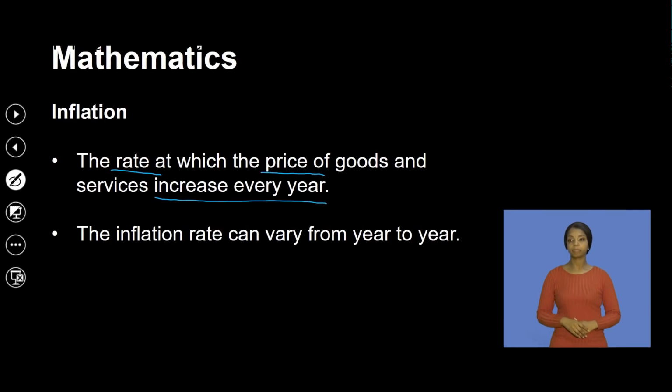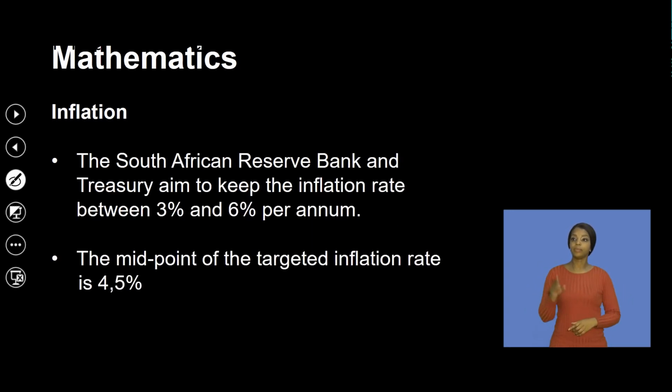Now, to go further on this, we say this can vary from year to year. When I'm saying from year to year, you know that in the previous year there was a price for a certain thing that we maybe used to buy every day. And then the following year, it's different, and the following year, it will be different again. So this normally varies from year to year.